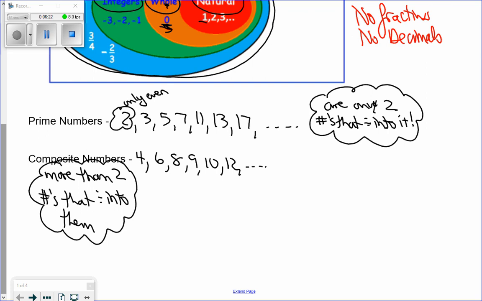Notice I skipped over the number 1. 1 is neither prime nor composite. How many numbers divide into 1?